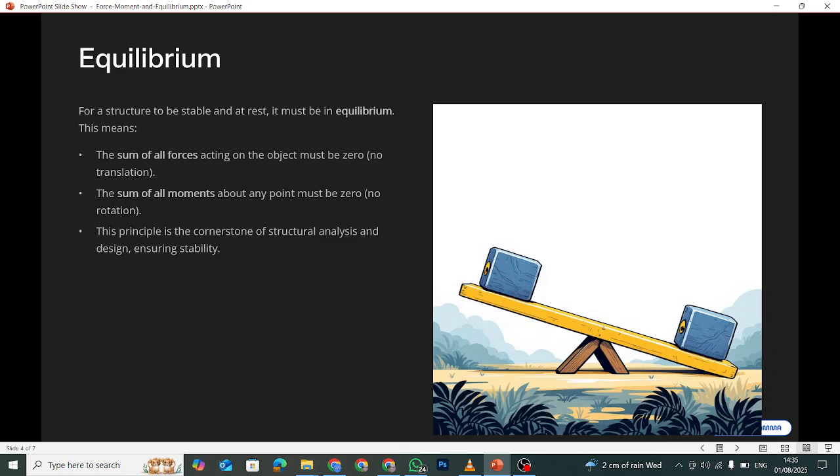Equilibrium. Now let's see what equilibrium means. In structural engineering, a structure or a body is in equilibrium when it's perfectly balanced. It doesn't move or rotate. Mathematically, this means two things. The sum of all the horizontal and vertical forces equals zero. The sum of the moments about any point also equals zero. This is why buildings and bridges stay stable under loads. The internal and external forces and moments are balanced.